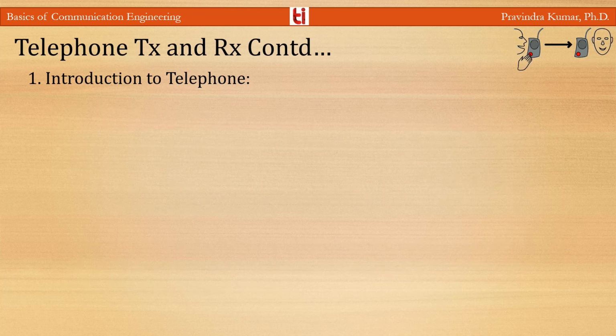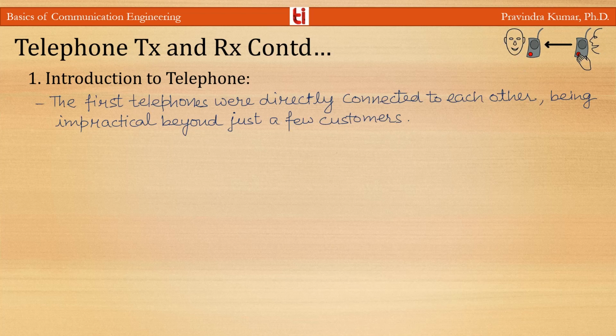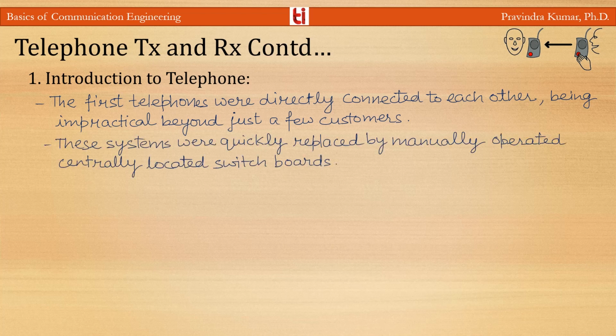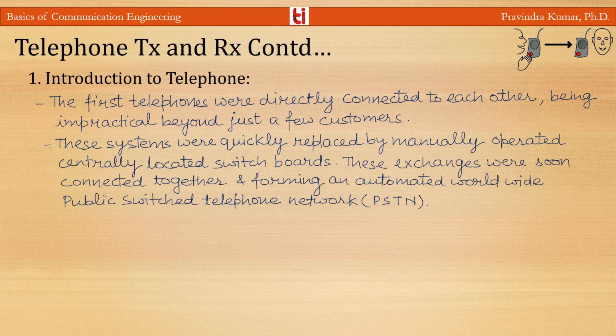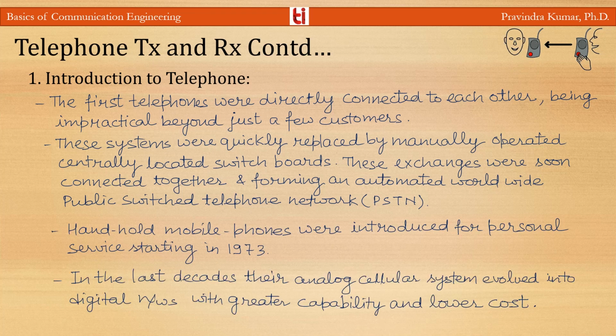The first telephones were directly connected to each other, which was impractical beyond just a few customers. These systems were quickly replaced by manually operated, centrally located switchboards. These exchanges were soon connected together, forming an automated worldwide public switched telephone network, PSTN. For greater mobility, various radio systems were developed for transmission between mobile stations such as ships and automobiles. In the mid-20th century, handheld mobile phones were introduced for personal services, starting in 1973. In the last decade, the analog cellular system evolved into digital networks with greater capability and lower cost.